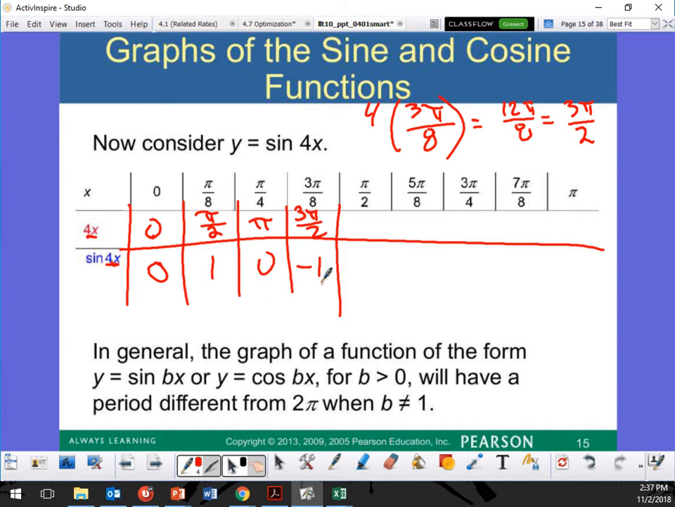All right, so next one is going to be 4 times pi over 2.